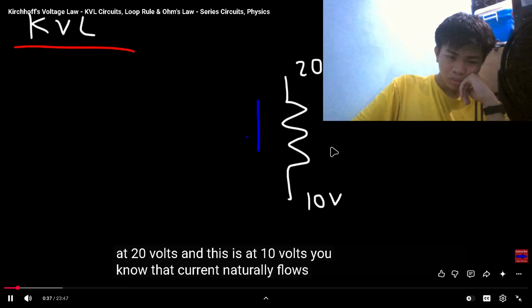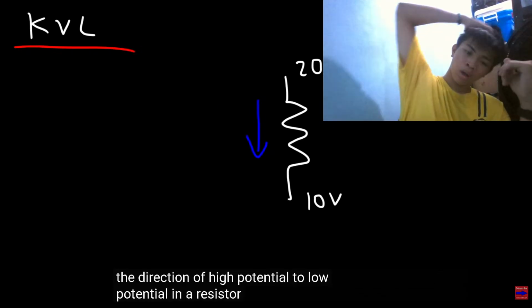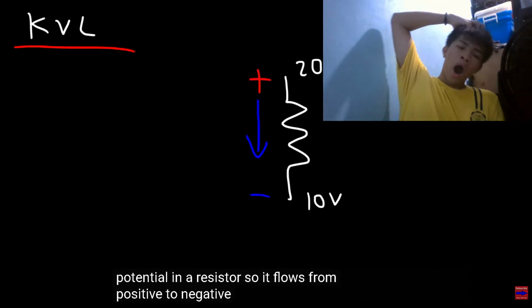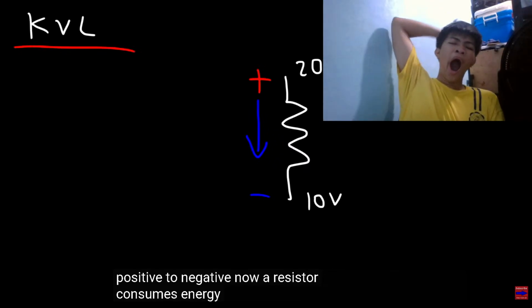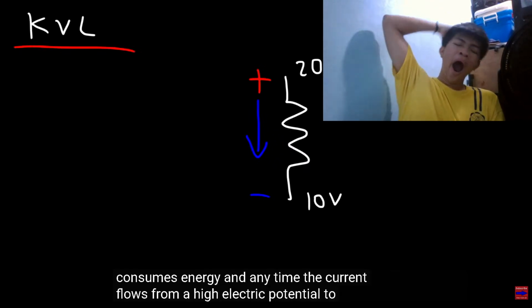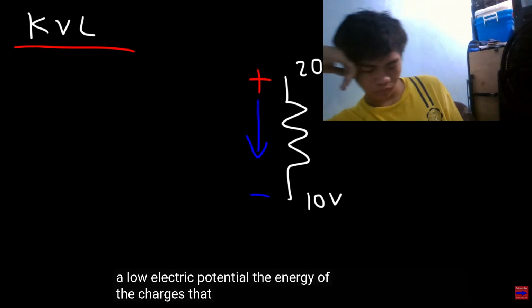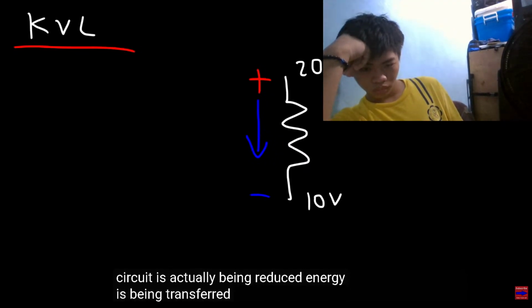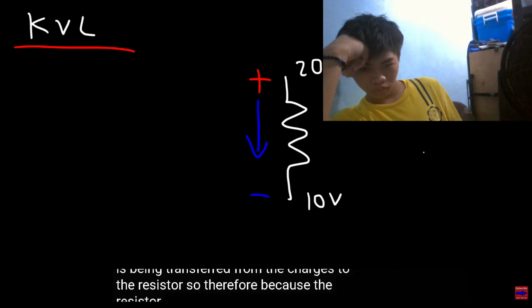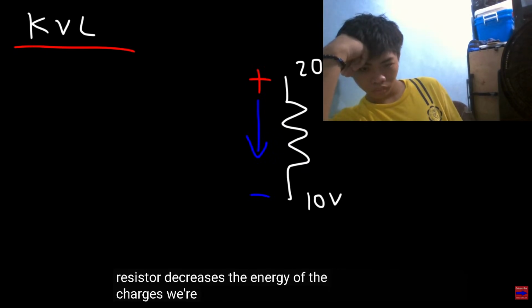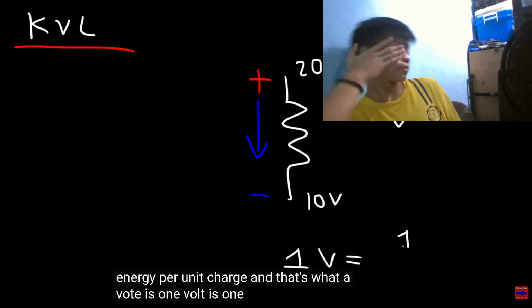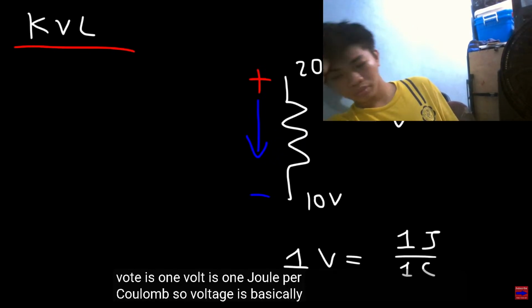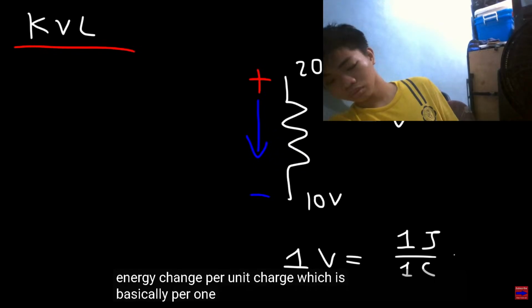You know that current naturally flows from the direction of high potential to low potential in a resistor. So it flows from positive to negative. Now a resistor consumes energy. And anytime the current flows from a high electric potential to a low electric potential, the energy of the charges that are flowing in that circuit is actually being reduced. Energy is being transferred from the charges to the resistor. So therefore, because the resistor decreases the energy of the charges, we're going to assign a negative voltage to it because it reduces the energy per unit charge. And that's what a volt is. 1 volt is 1 joule per coulomb. So voltage is basically the energy change per unit charge, which is basically per 1 coulomb.